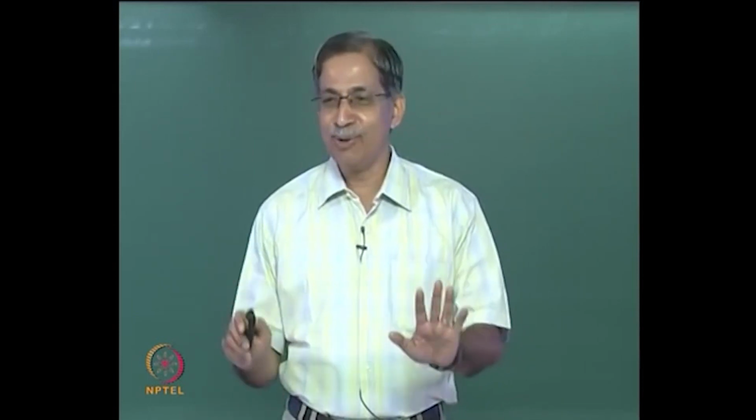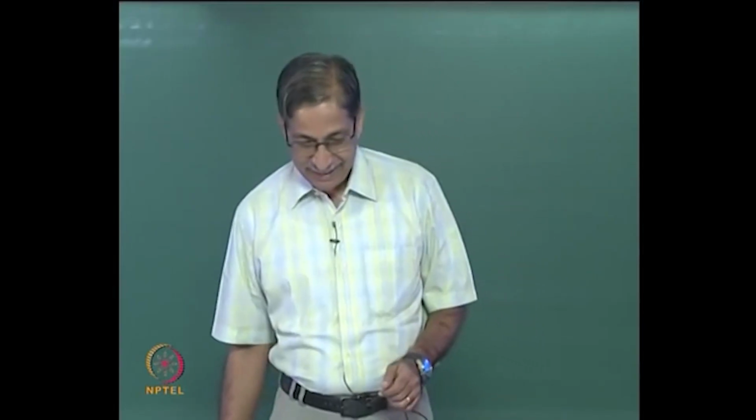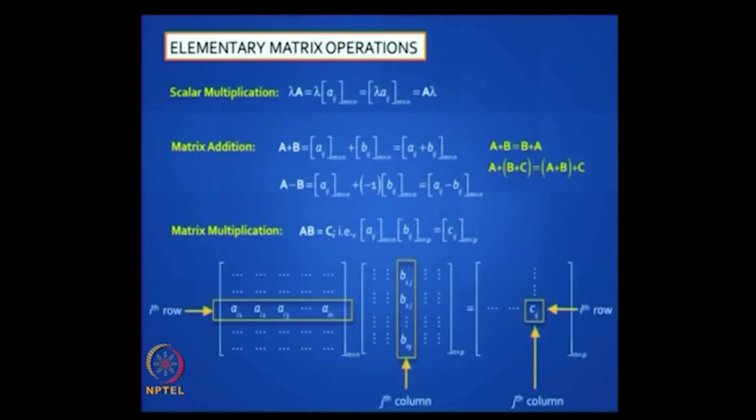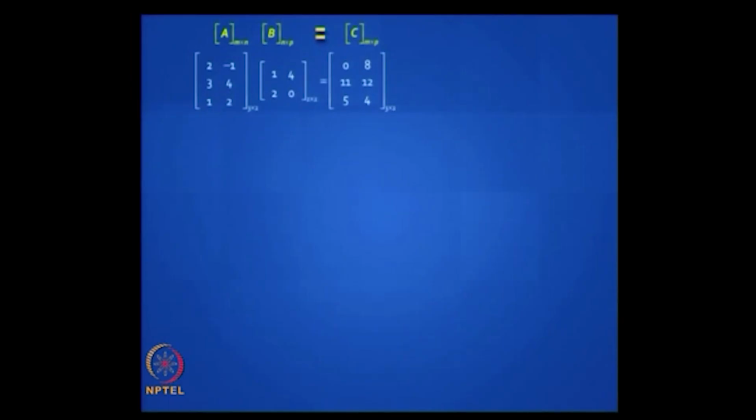So basically you know what to do. If you want to find Cij, you have to take the ith row of the A matrix and the jth column of the B matrix, and you have to multiply each term with its corresponding term. So they must match in terms of dimension. That is why m into n order multiplied by n into p order will give you an m into p order.